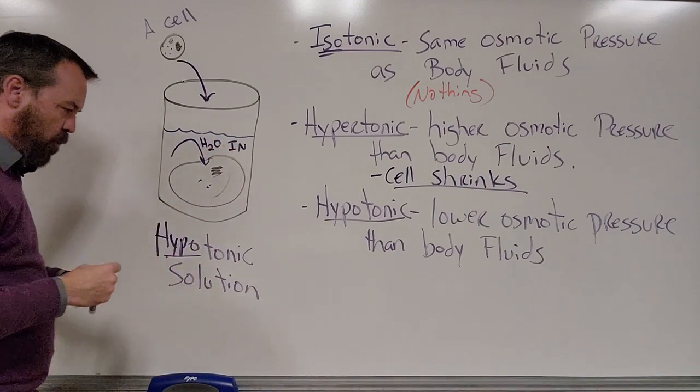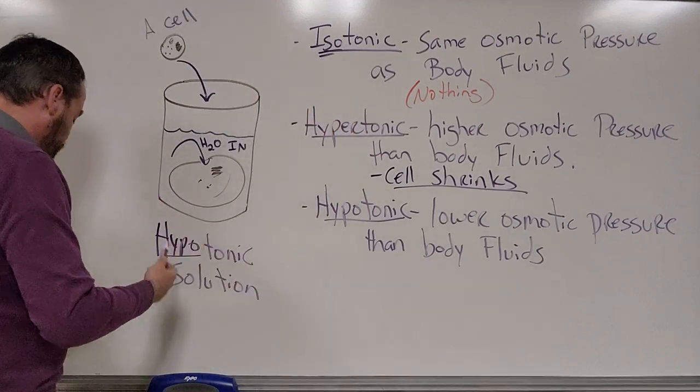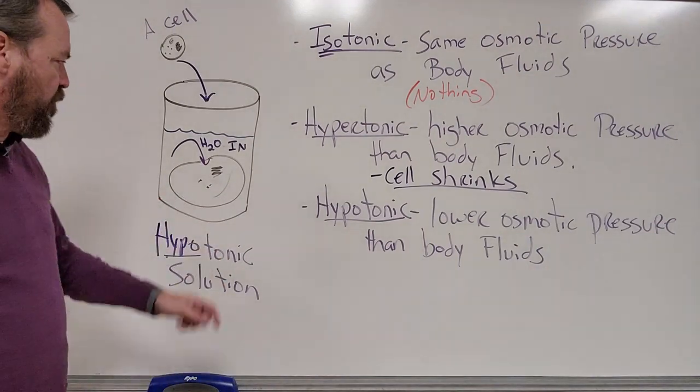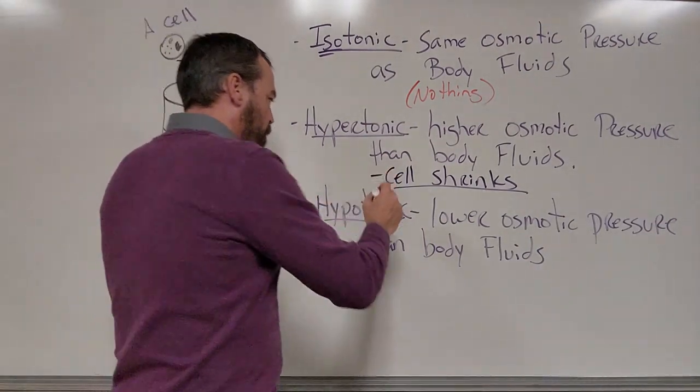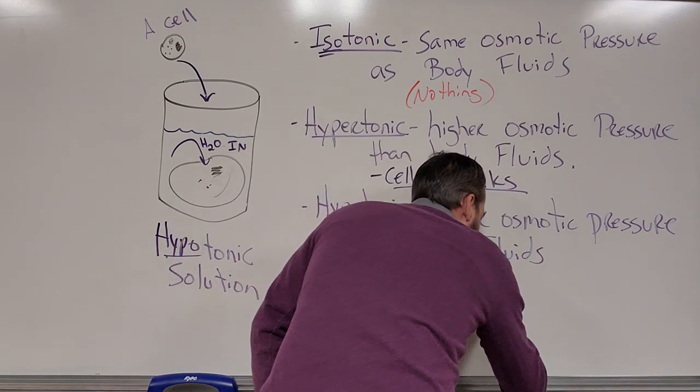as it accepts more and more water. It takes in more and more water, and it can potentially burst if the osmotic pressure is enough to overwhelm the cell membrane. So with a hypotonic solution, the cell swells.